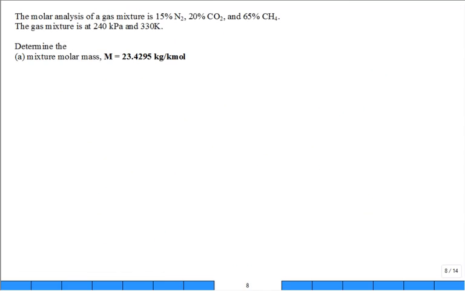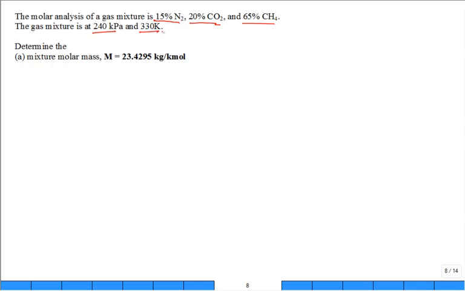All right, let's start solving some problems. A molar analysis of a gas mixture is 15% nitrogen, 20% carbon dioxide, and 65% methane. All right. The gas pressure is 240 kilopascal and the temperature is given. Determine the mixture molar mass.